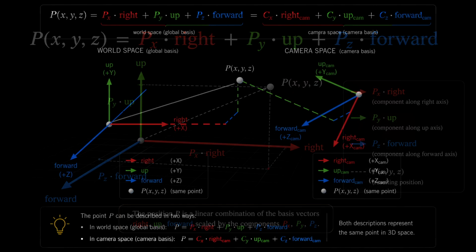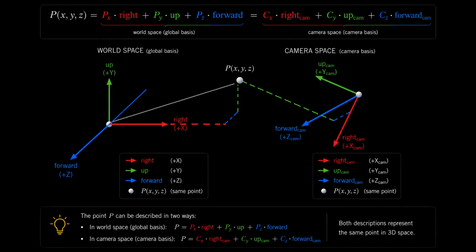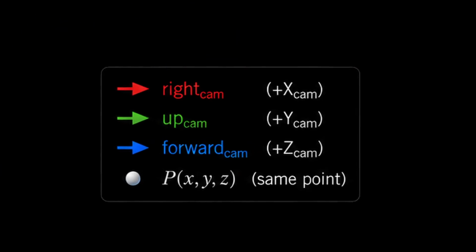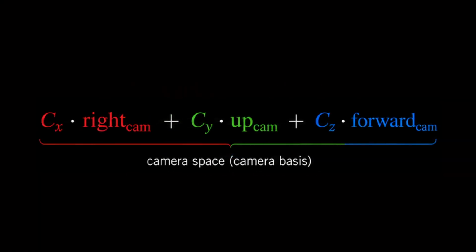Now let's apply the same idea to the camera. When we talk about a point in camera space, we are trying to describe the same point using a different set of basis vectors. The camera defines its own coordinate system using these vectors. Just like before, a point expressed in camera space can be represented using this formula. Notice that we are still describing the same point in 3D space. The only thing that changed is the coordinate system we use to describe it.